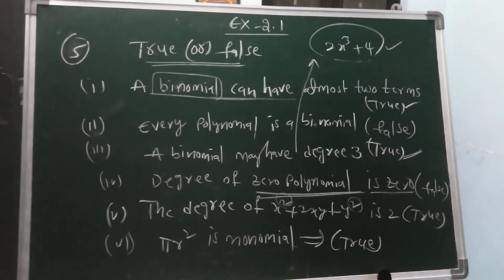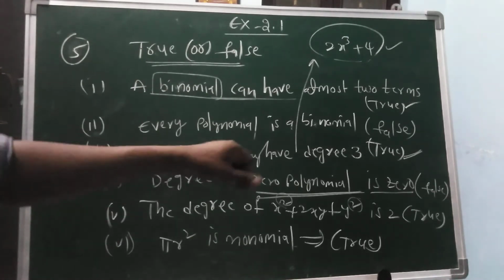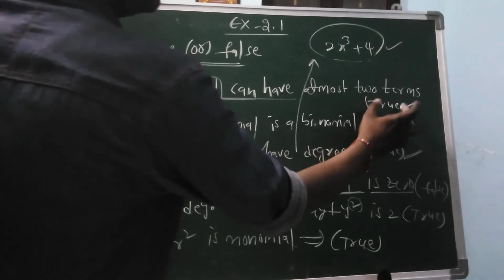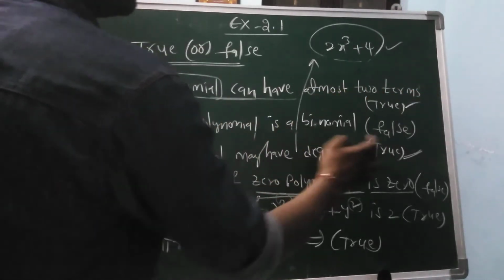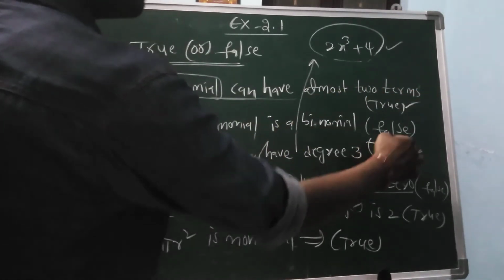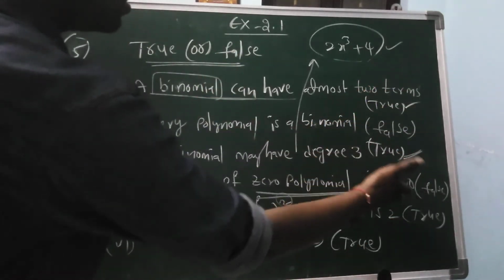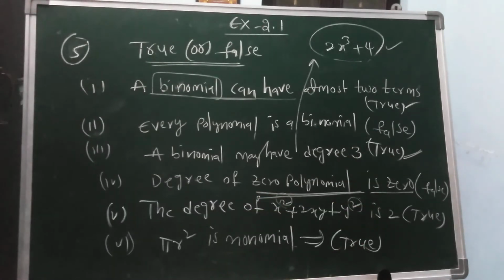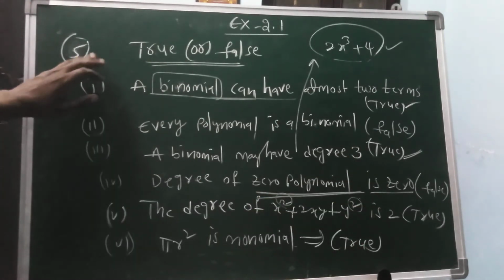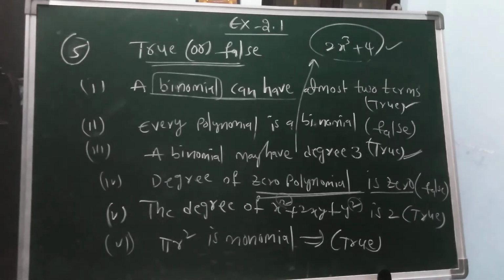Okay. So first one is true. Second one false. Third one true, and fourth one false, and fifth one true, and sixth one also true. Just write down the statement and in the bracket write true or false. Write down like this. So this is the fifth bit in exercise 2.1.